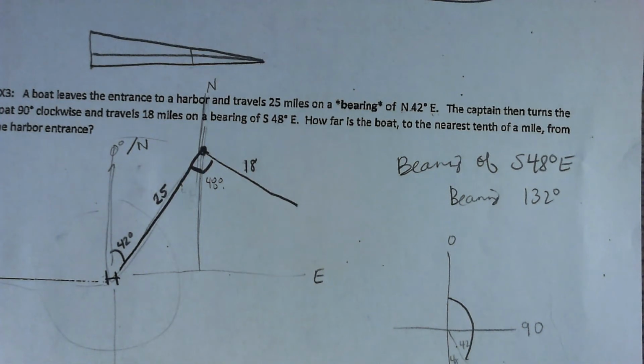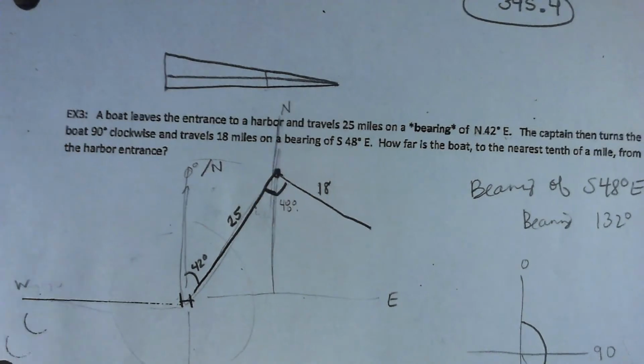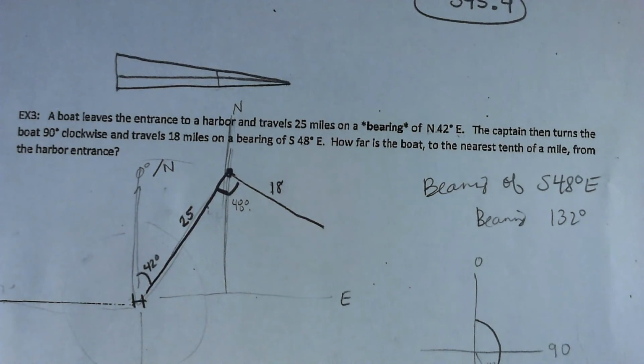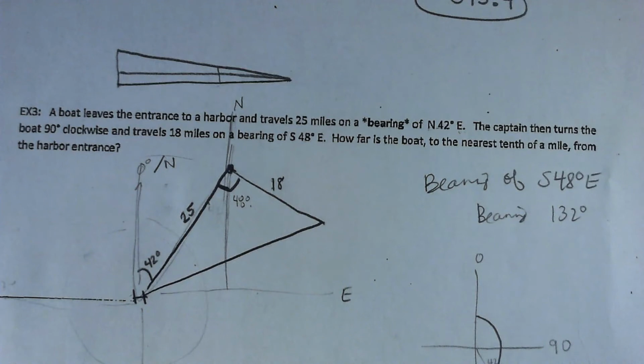Okay, thank you. All right, so anyway, we have our picture. 18 miles going that way. How far is the boat from its harbor entrance? So you're essentially finding that length. How would you go about doing that? Bridget, what method would you use?